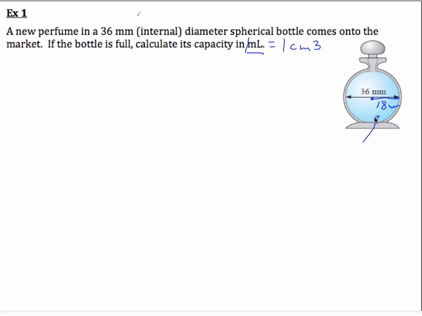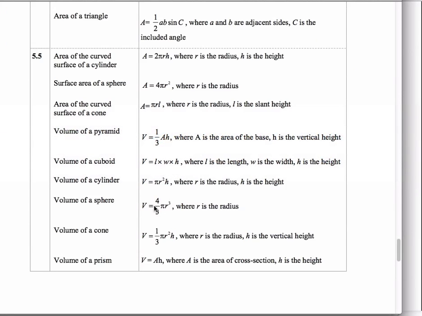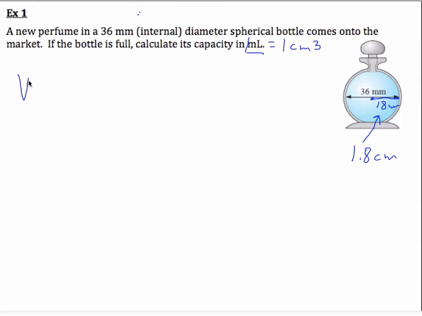So before I do my calculations, I'm going to change that to centimeters to make our calculations a bit easier. Okay, now I need the capacity, which is the volume of this. So I'm going to check out the formula for the volume of a sphere. It's 4/3 pi r cubed. So volume is going to be 4/3 pi r cubed, which equals 4/3 times pi times 1.8 cubed.